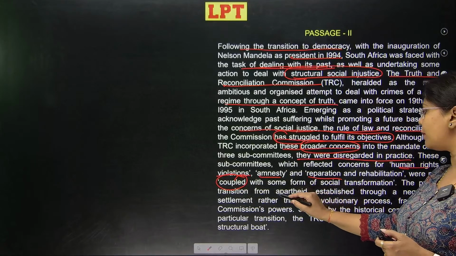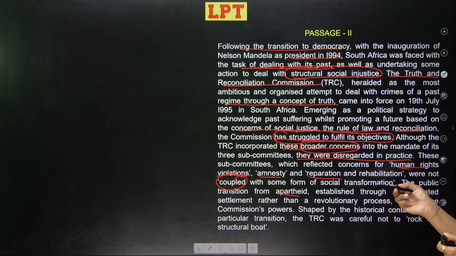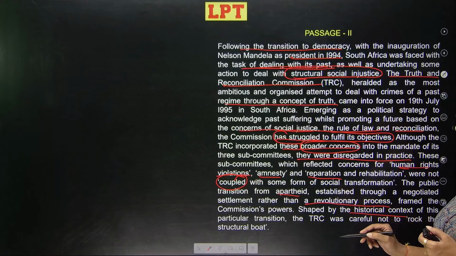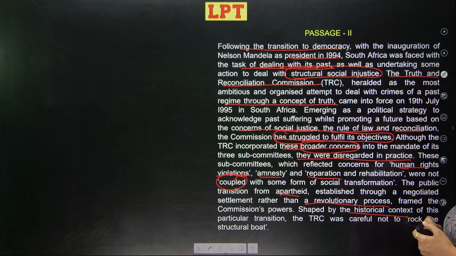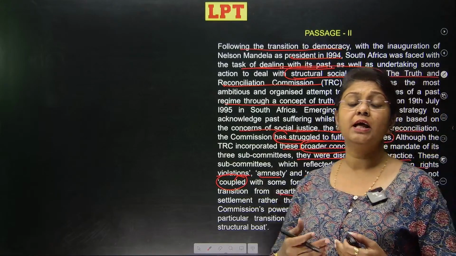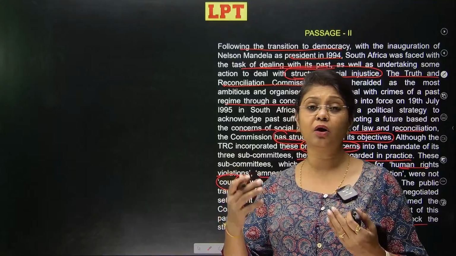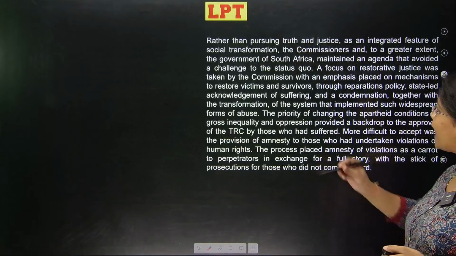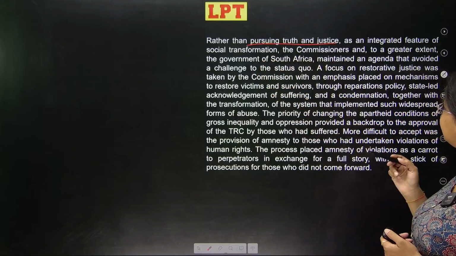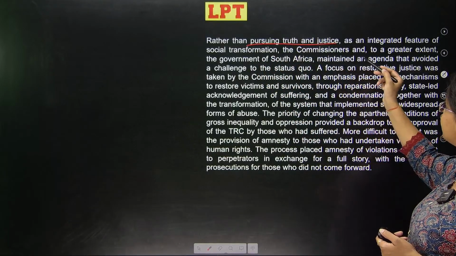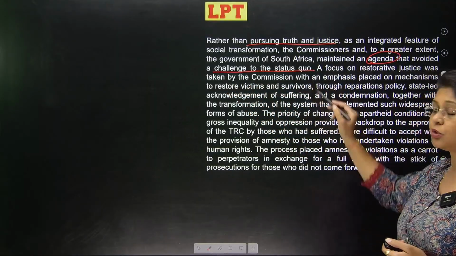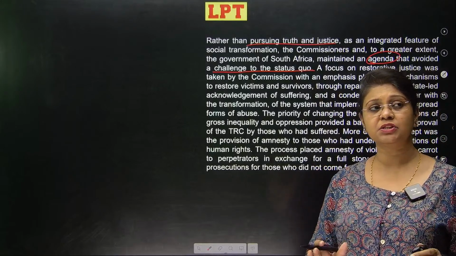The public transition from apartheid established through a negotiated settlement rather than a revolutionary process framed the commission's powers. Then towards its end it says, shaped by the historical context of this particular transition, the TRC was careful not to rock the structural boat. So it did not fulfill the objectives that it was looking into. It did not actually regard those concepts in practice. Let's look at the next part here. Now, rather than pursuing truth and justice as an integrated feature of social transformation, the Commission and to a greater extent South Africa maintained an agenda that avoided a challenge to the status quo. So we are saying that it avoided the challenges to the status quo here.